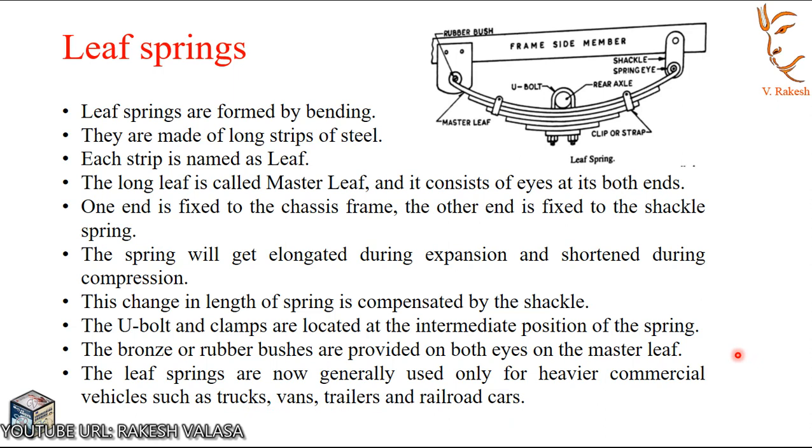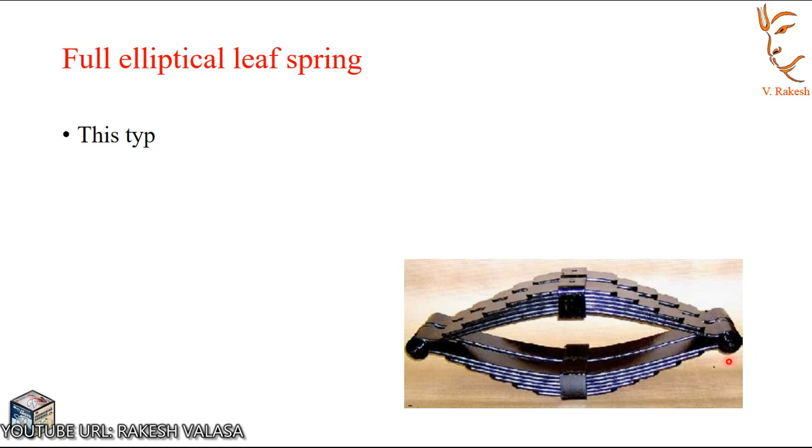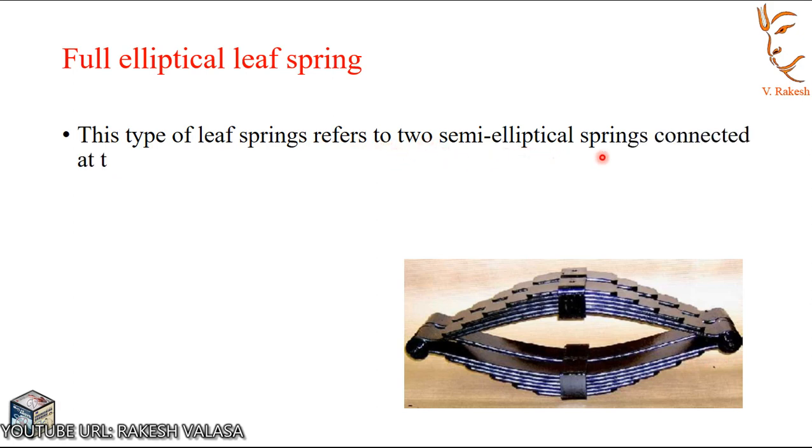Let us see the types of leaf springs. First one is full elliptical leaf spring. This type of leaf springs refers to two semi-elliptical springs connected at their ends. This is one semi-elliptical, this is the another semi-elliptical leaf spring. Both are connected at their ends to form the shape of an ellipse.